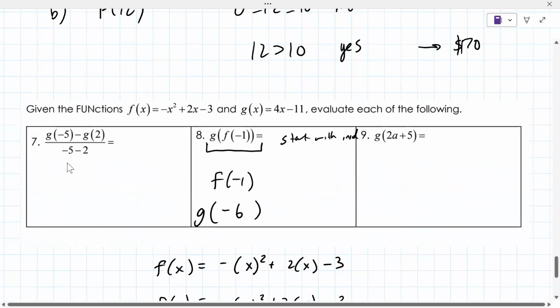All right, so we can do 9 or 7 real quick. Do you have a preference? We can go ahead and do 9.